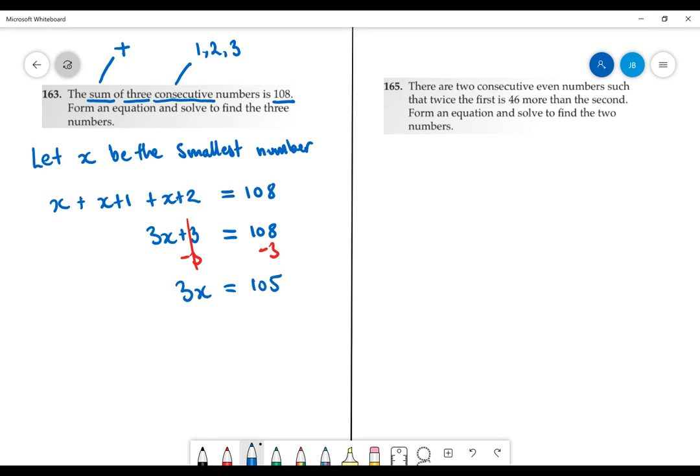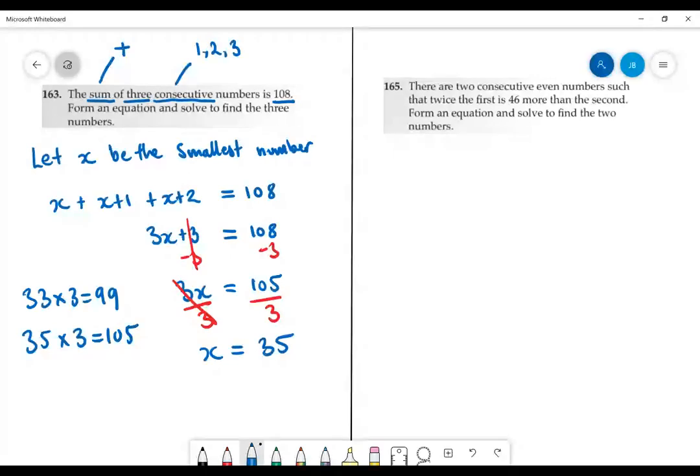Now, either with a calculator or knowing that 33 times 3 equals 99, you can see that 35 times 3 equals 105. So that means that if I divide by 3 on both sides, I get x equals 35. Now you'll get some marks for doing that, but you haven't fully answered the question. We need to find the three numbers. So the first is 35, the others are 36 and 37. Make sure you do this.